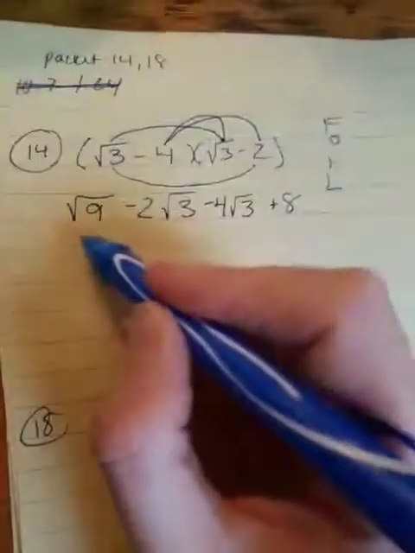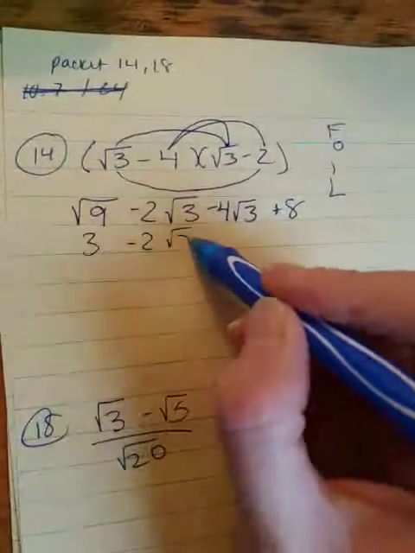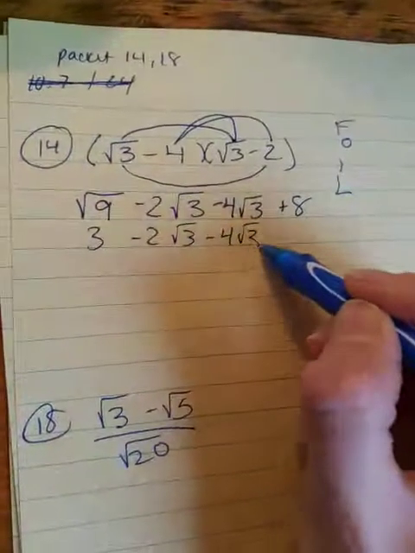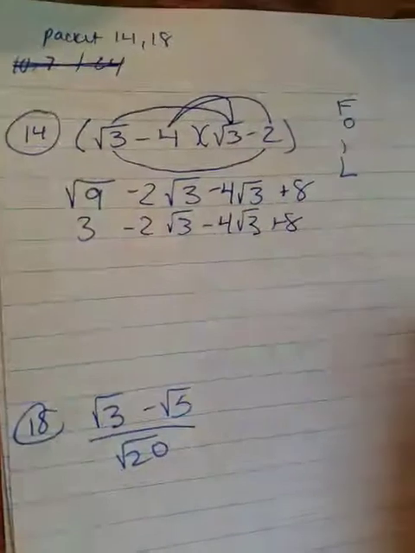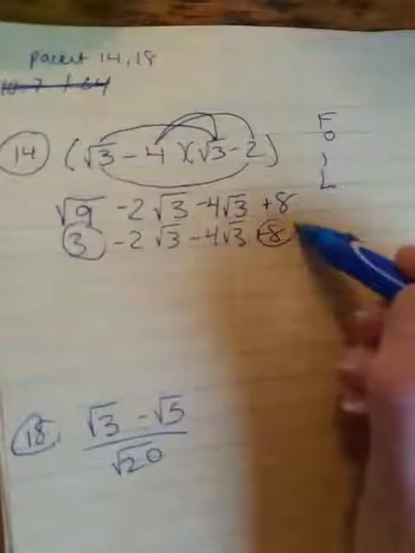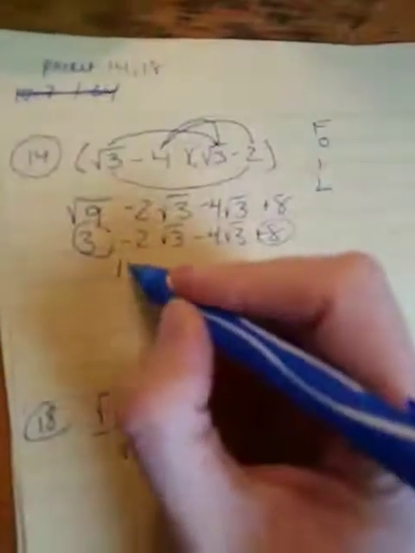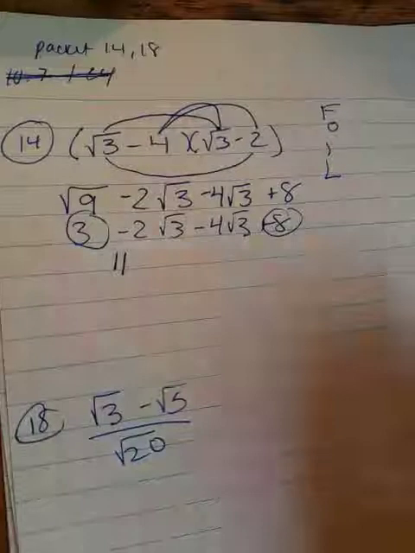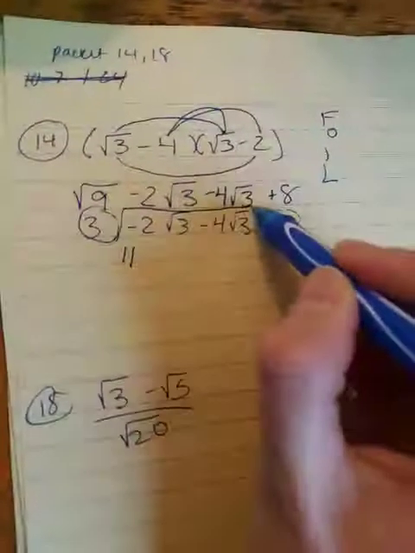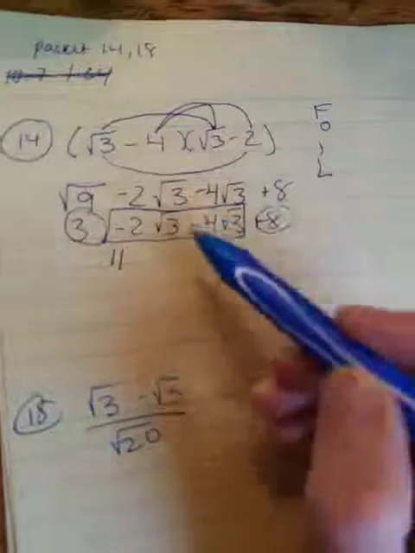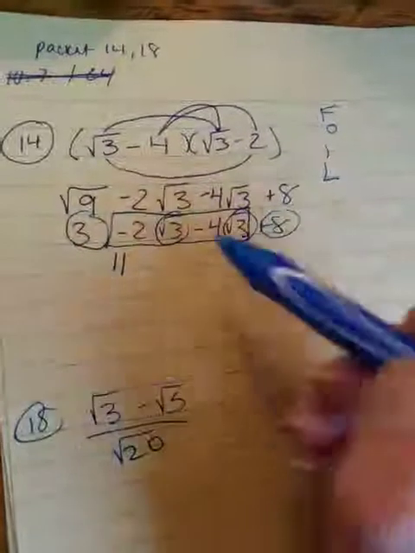So let's simplify. This is a 3. I mean, I can take every single step here. And then let's look at your like terms. You have a 3 plus 8. 3 plus 8 is 11. And now you can add these together. Why? Because they both have a root 3.